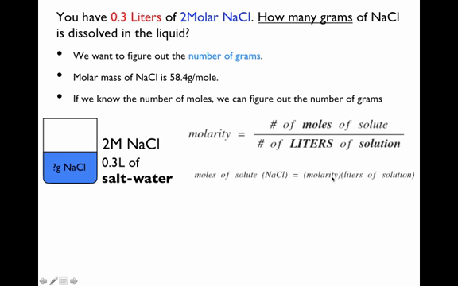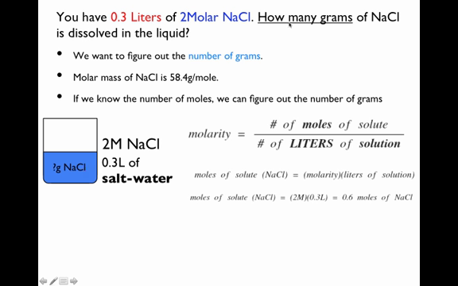And we know these two numbers over here. We know the molarity, it's 2 molar. We know the number of liters of solution, it's 0.3 liters. So moles of table salt is equal to 2 molar times 0.3 liters. If you multiply these numbers together, you will get 0.6 moles of table salt actually dissolved in our 0.3 liters of salt water. But this isn't the answer we're looking for. This is how many moles of table salt are dissolved in our 0.3 liters in our mixture.